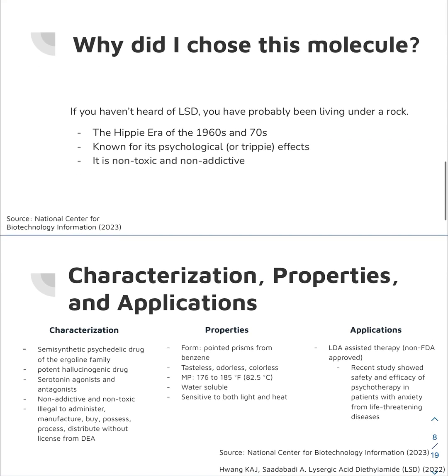So why did I choose this molecule? If you haven't heard of LSD, you've probably been living under a rock. There was a whole hippie era in the 1960s and 70s that was because of this mood-altering and psychedelic drug. It is known for its psychological effects like altered thinking processes, closed and open eye visuals, synesthesia, which is the experience of one of your senses through another, for example, when you hear music and you see shapes, a sense of time distortion, ego death, and spiritual experiences.